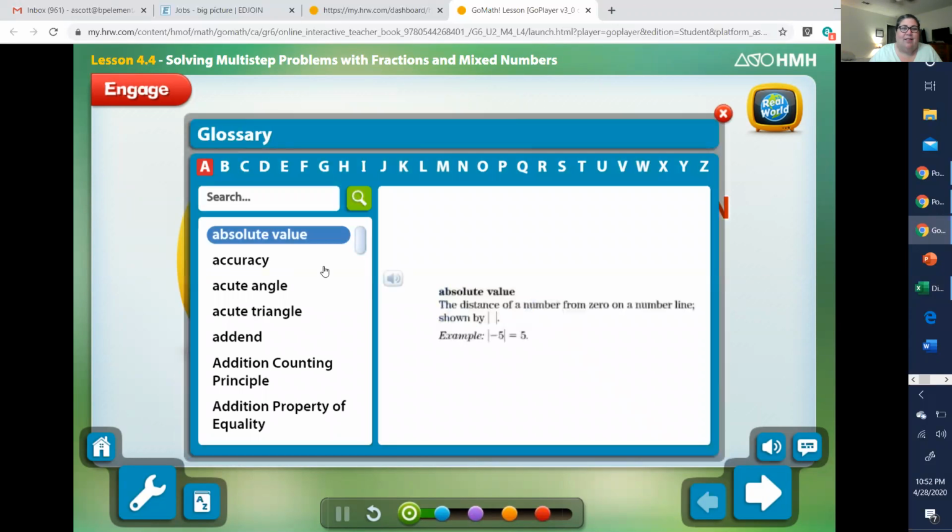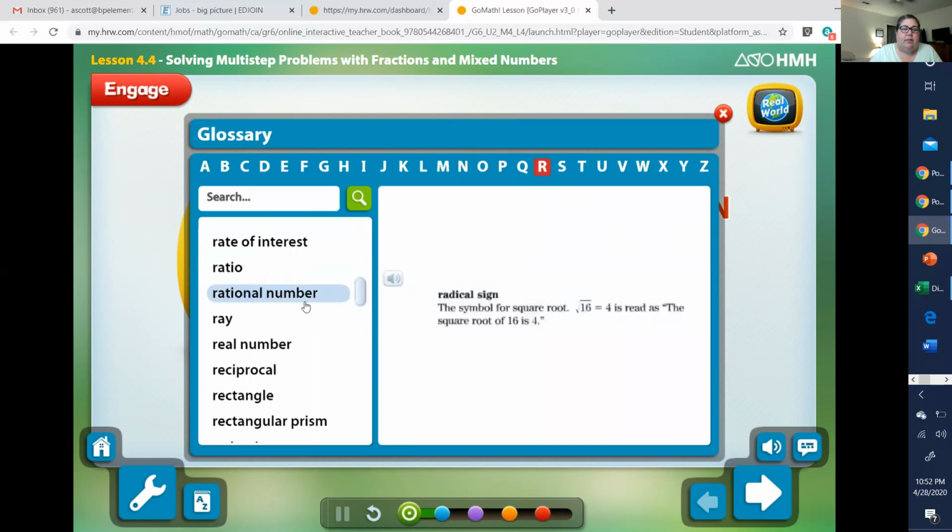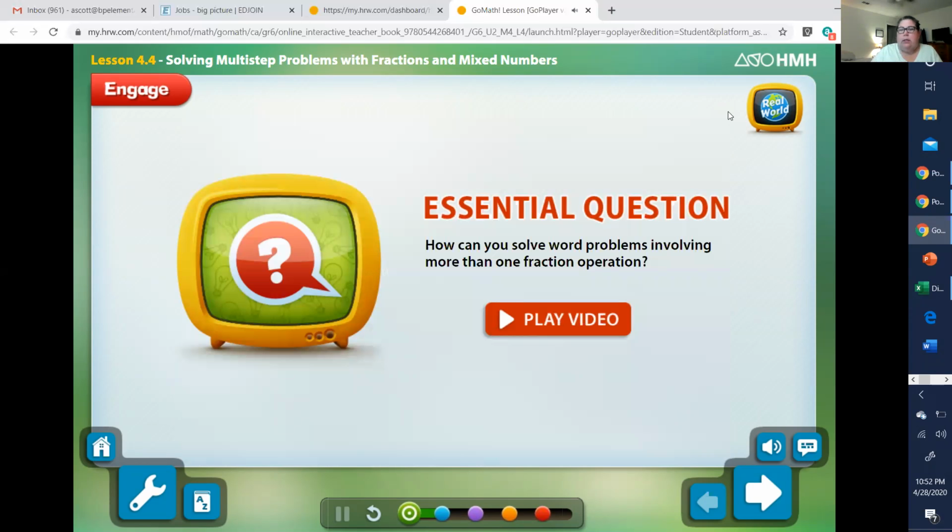You can go in here and scroll down to reciprocal. Reciprocal is one of 2 numbers whose product is 1, also called the multiplicative inverse. So the reciprocal of 2/3 is 3/2, technically, mathematically speaking.